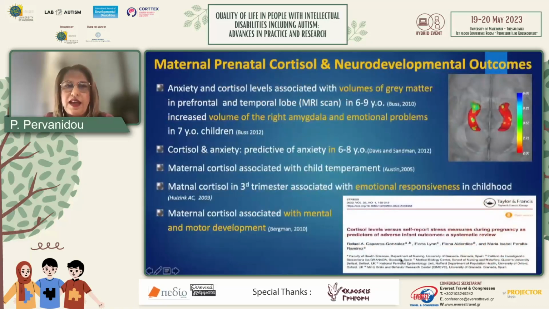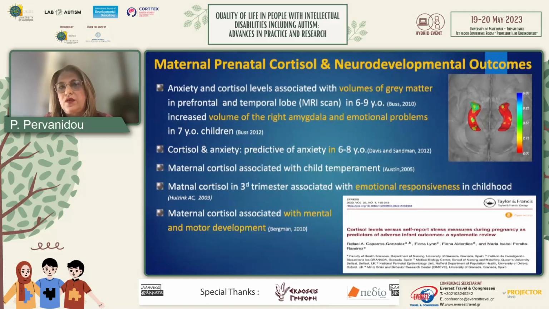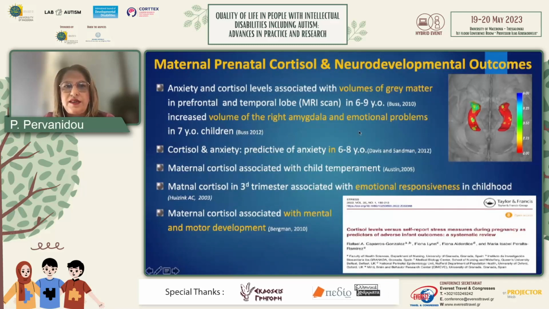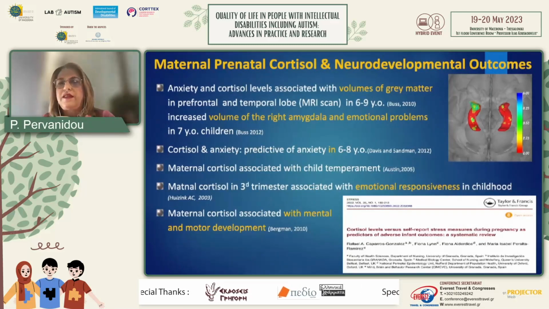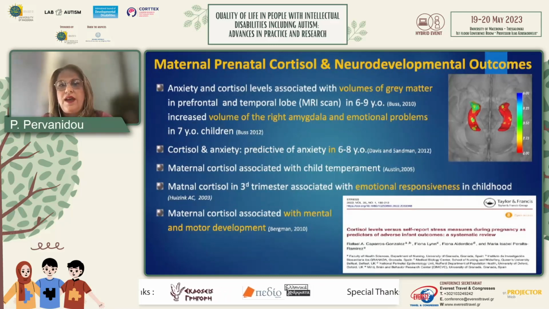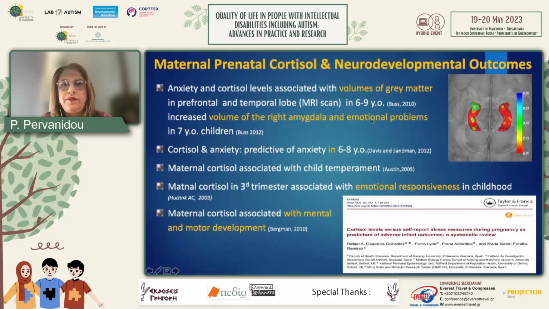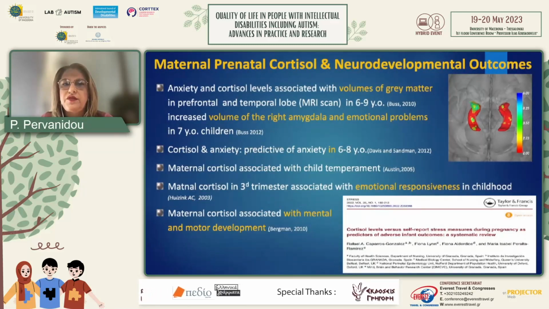And in this slide, I summarize the biological data, stress as expressed with increased cortisol levels during pregnancy, and the outcomes. This first study shows that anxiety and cortisol levels during pregnancy, and the combination of both scales or interviews and biological data is stronger, has been associated with the volumes of gray matter in prefrontal and temporal lobe in children 6 to 9 years old, and increased volume of the right amygdala and emotional problems.